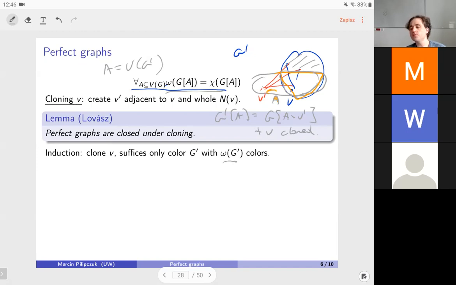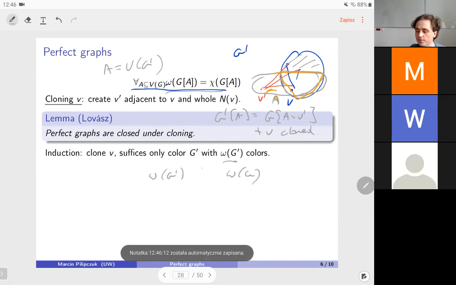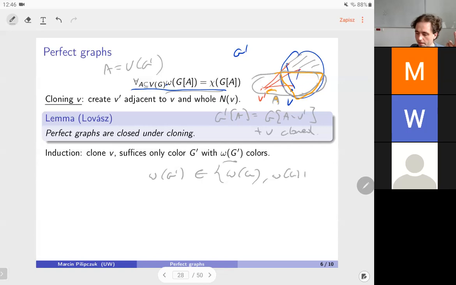So let's look at this omega of G prime and how omega of G prime relates to omega of G. Well, obviously it's not smaller, because this larger graph has one added vertex, just one vertex. So it's either equal or it's plus one. By cloning this vertex, you either increased omega by one or it stayed the same.